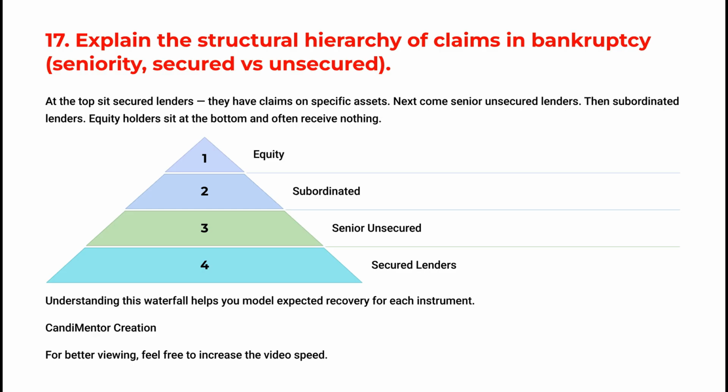Explain the structural hierarchy of claims in bankruptcy: seniority, secured versus unsecured. At the top sit secured lenders. They have claims on specific assets. Next comes senior unsecured lenders. Then subordinated lenders. Equity holders sit at the bottom, and often receive nothing. Understanding this waterfall helps you model expected recovery for each instrument.